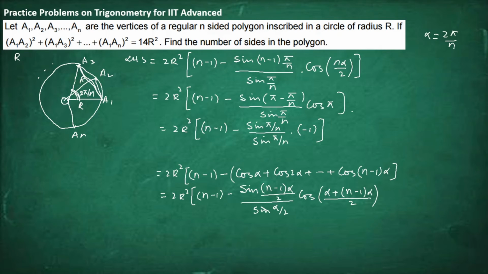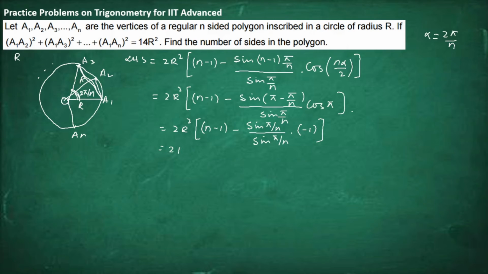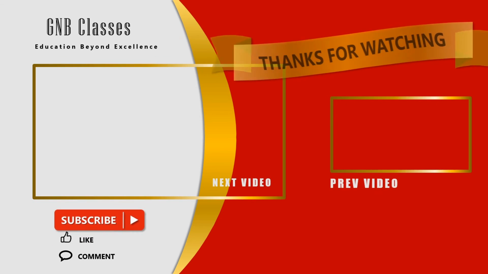Okay, let me rub the lower portion. 2R square into n minus 1 plus 1 is nothing but 2R square n. Now they have said the left hand side expression equals 14R square. So from here we can say that n is nothing but 7. Therefore, the number of sides of the polygon is 7. Have you understood this problem clearly? Okay.